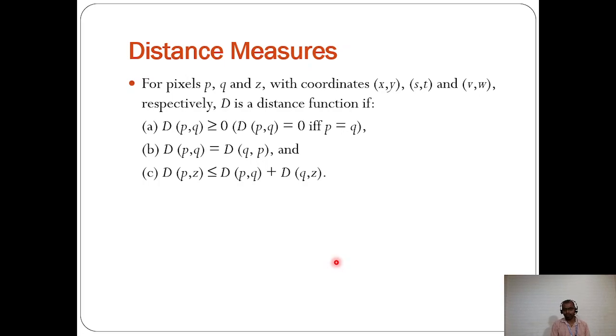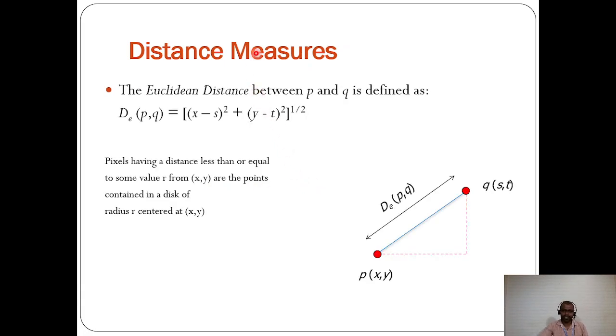is greater than or equal to 0, and equal to 0 if P equals Q. So if P and Q are the same pixel, then the distance is 0. The second condition is that the distance of P, Q equals the distance of Q, P, so P to Q and Q to P have the same distance. The third one: the distance from P to Z is less than or equal to the distance of P, Q plus the distance of Q, Z.